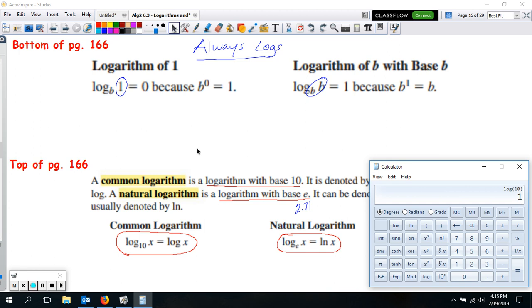And the same should be true with the natural logarithm. If I say natural logarithm of 1, it should be 0. So let's try that one. If I say 1 and the natural logarithm, it does equal 0 right there. Natural logarithm of 1 is equal to 0. So these always apply to these logs as well.